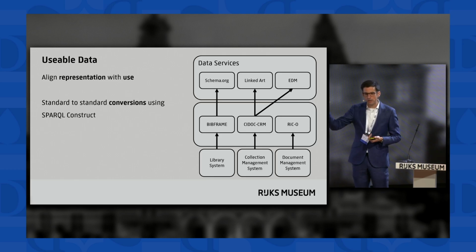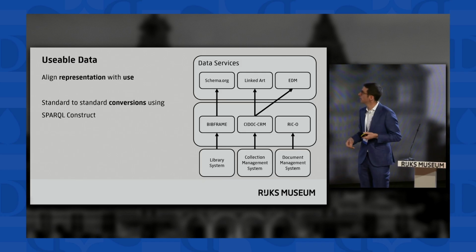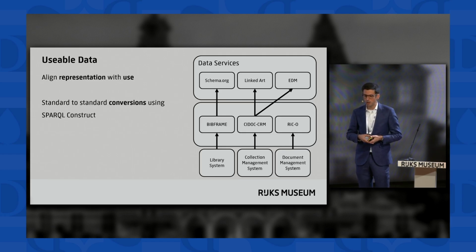So we have another stack on top of this integration layer, part of the data services, that makes sure that we can provide multiple data models on top of those very rich domain models. This helps us to align the representation with the usage that people envision. So we can offer the Europeana Data Model to Europeana, for example, but schema.org to our website builder, which incorporates that to make the pages more findable.